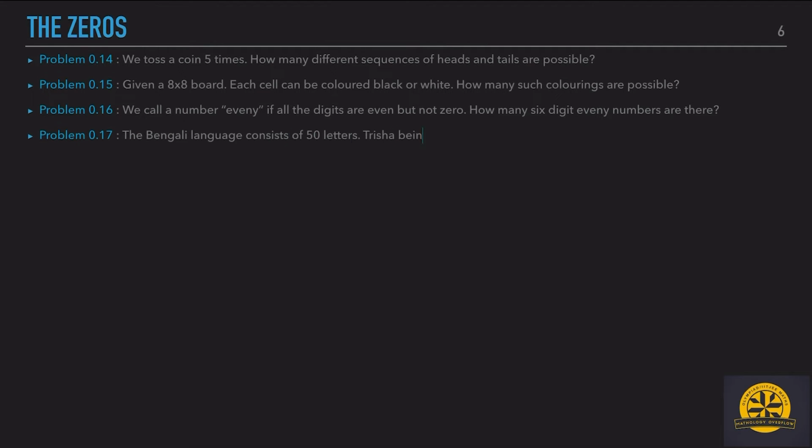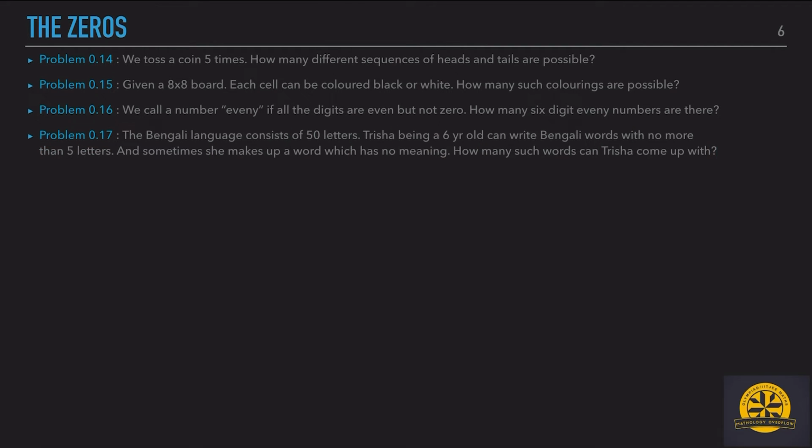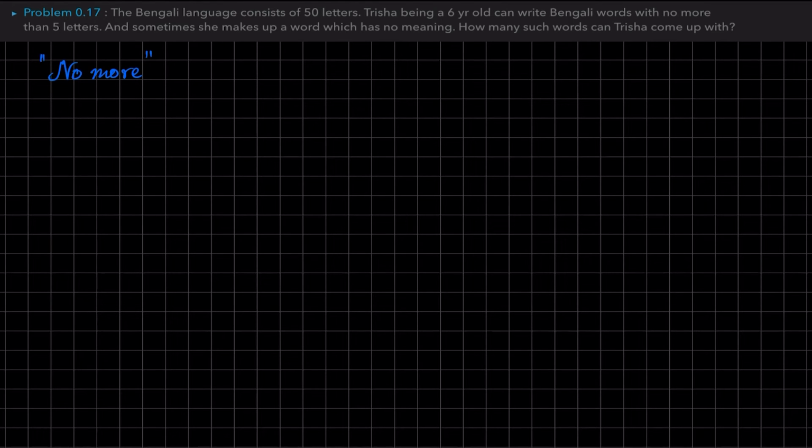The next problem seems to talk about a language, Bengali, which has 50 letters. Trisha, being a 6-year-old, can write Bengali words with no more than 5 letters. How many such words can Trisha come up with? Before delving deep into the problem, we should first think about this particular phrase, no more. What does that actually mean? This particular phrase, no more, means either that's the maximum or at most.